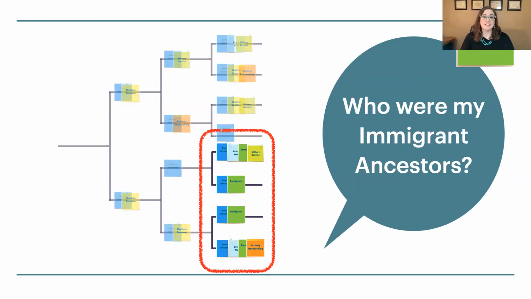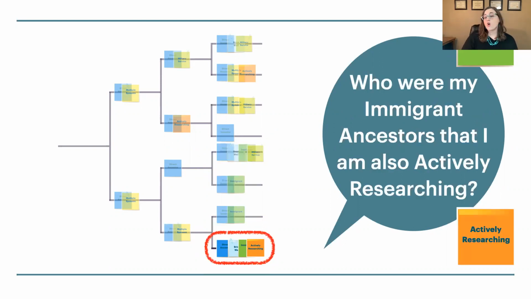I could even add a second filter to that and a third filter. If I added a second filter, who are my immigrant ancestors that I'm also actively researching, it would narrow down the search results even further to only people that I've added those tags to.